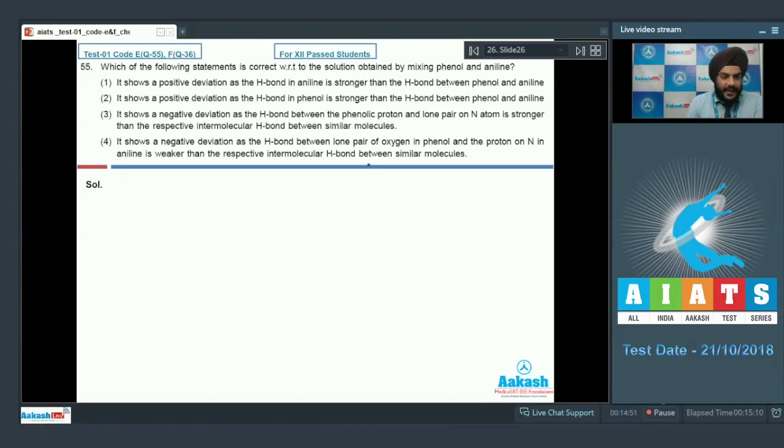Which of the following statements is correct with respect to the solution obtained by mixing phenol and aniline? So the examiner seems to be interested in the deviation shown by the solution and also the reason behind that deviation. In order to solve the question, let's first look at the structures of phenol and aniline. Phenol is PhOH and aniline is PhNH2.